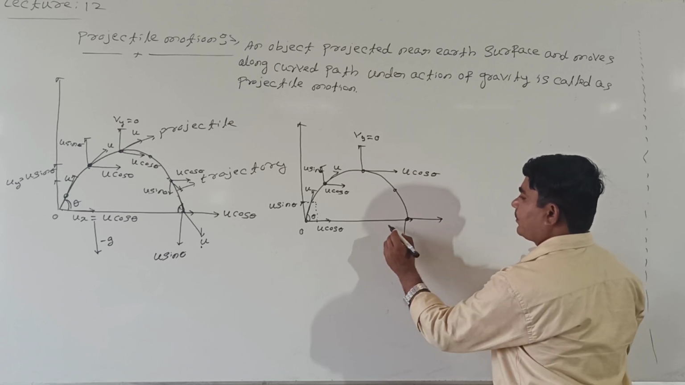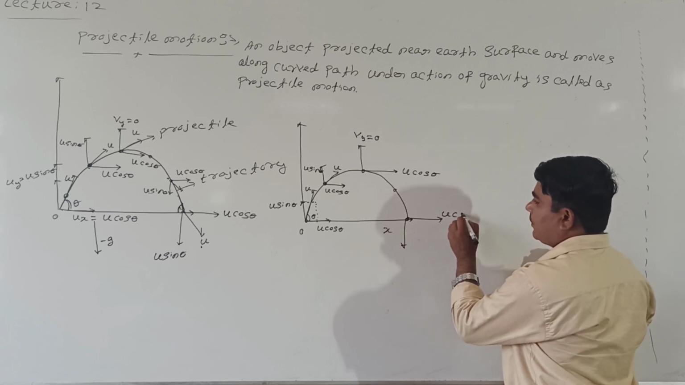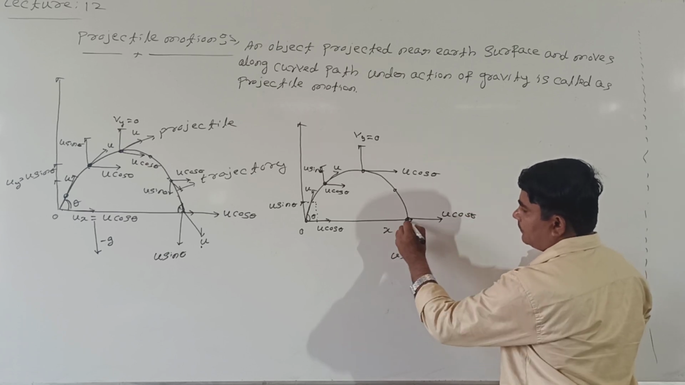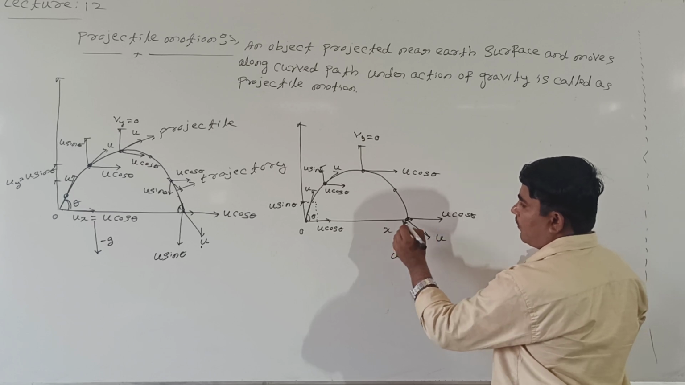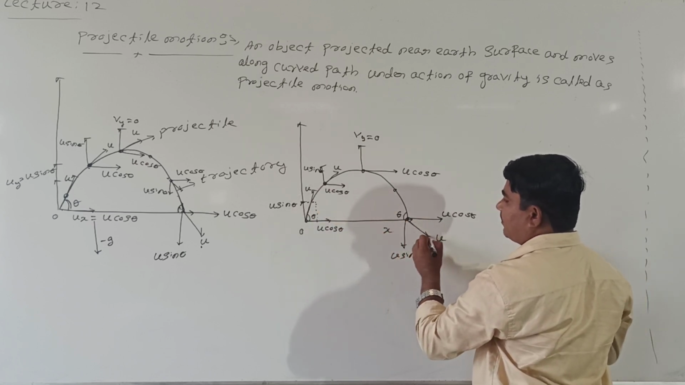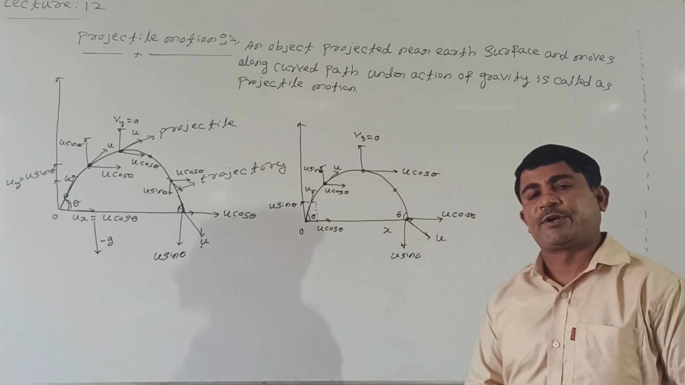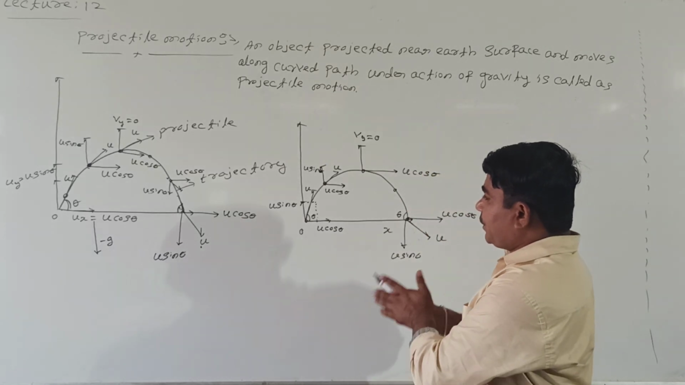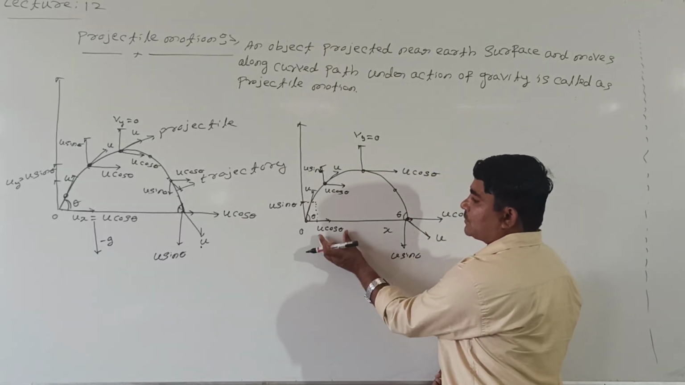Look at me. What are calling u cos theta? This is u sin theta, right? What about this? U. By what angle projected? Same angle will reach. By what speed projected? Same velocity will reach us at this point. But here, velocity resolved into two components. One component is u cos theta.